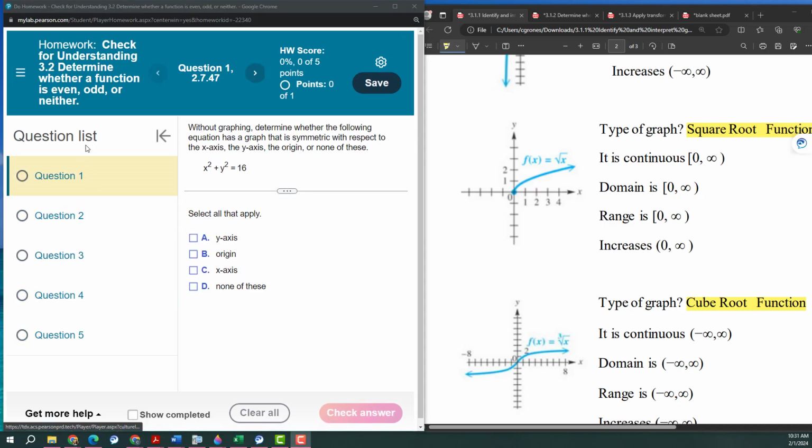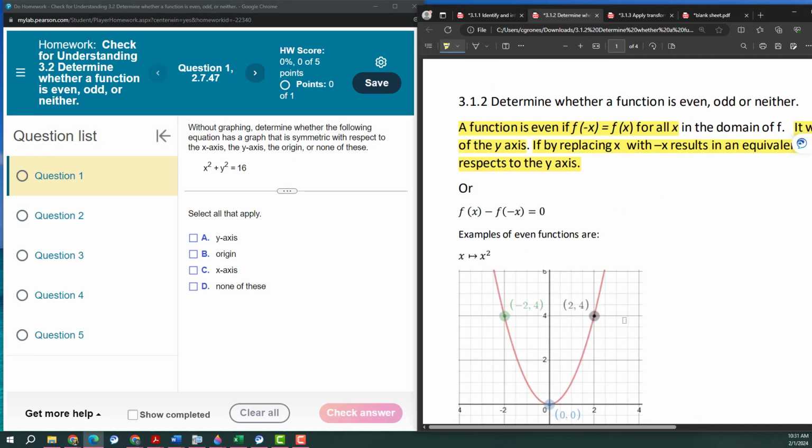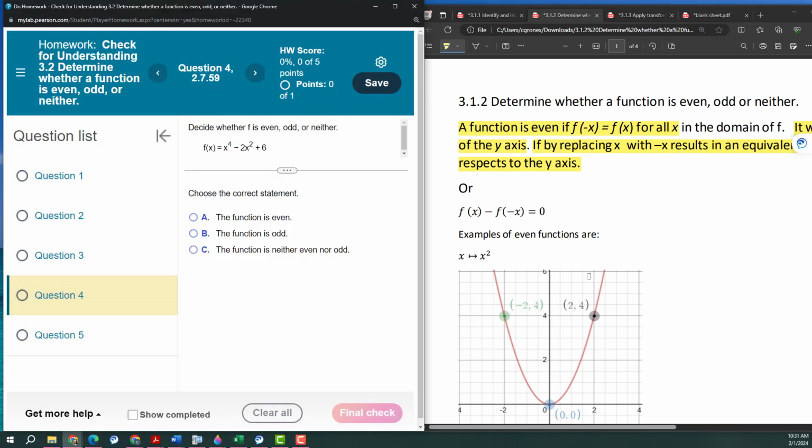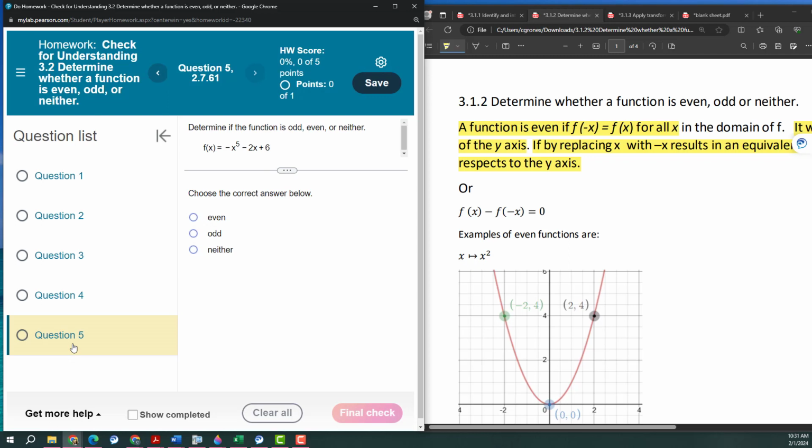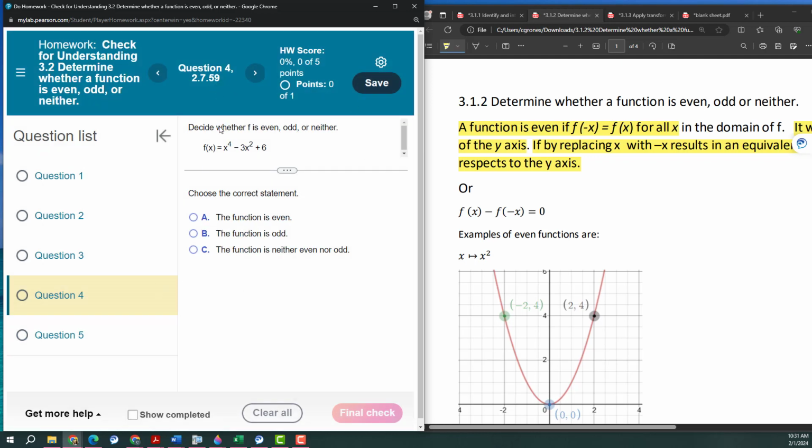Alright, so our homework for 3.2 does not go over the translations that we talked about. That is going to be on 3.3. It does talk about the even and odd functions. So the question that we are going to look at is number 4, because this is the only one that is similar to the test question that you will get.